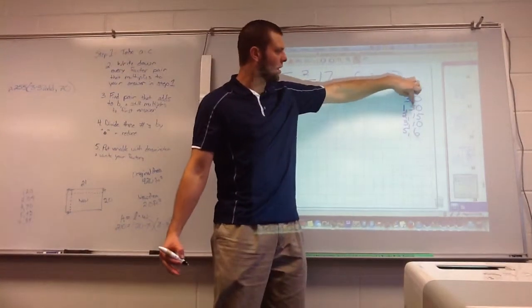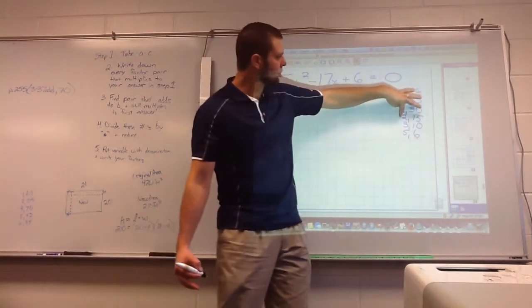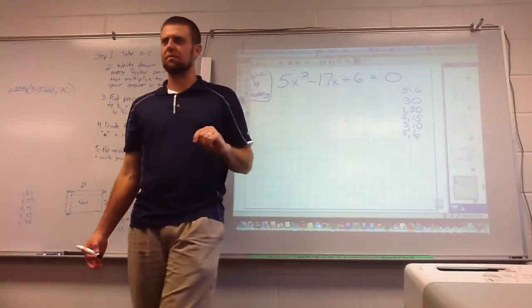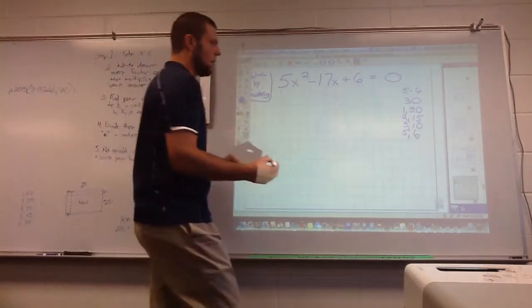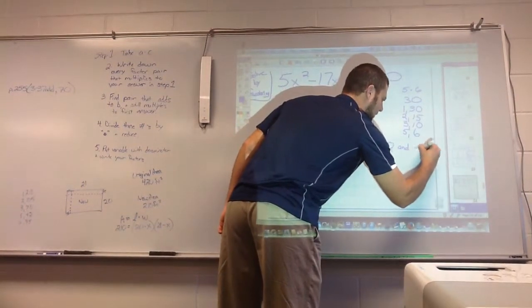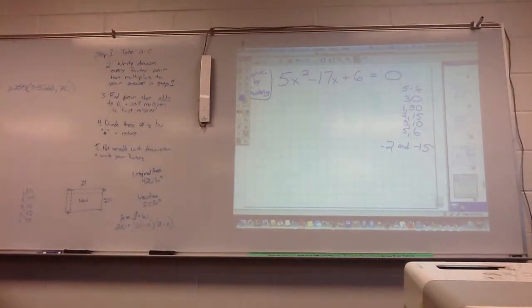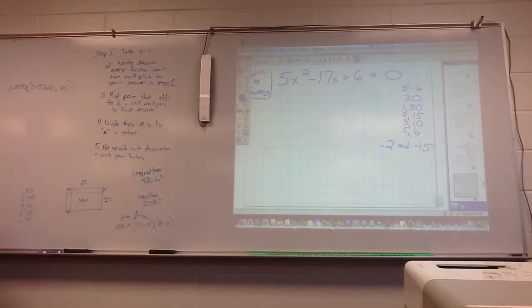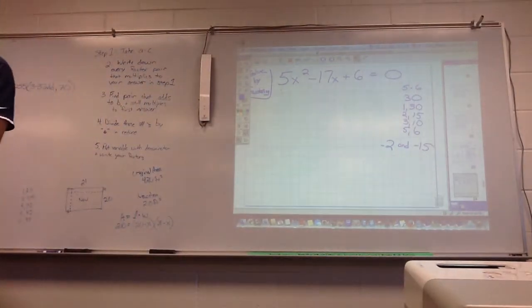So look at your factor pairs. Could you make a 1 and a 30 add up to a negative 17? No. Could you make a 2 and a 15 add up to negative 17? Yes, if they're both negative, right? So we found our pair. Our two answers right now are negative 2 and negative 15. We found our factor pair that multiplies to the 30, but adds to our b value, our negative 17. So far so good?